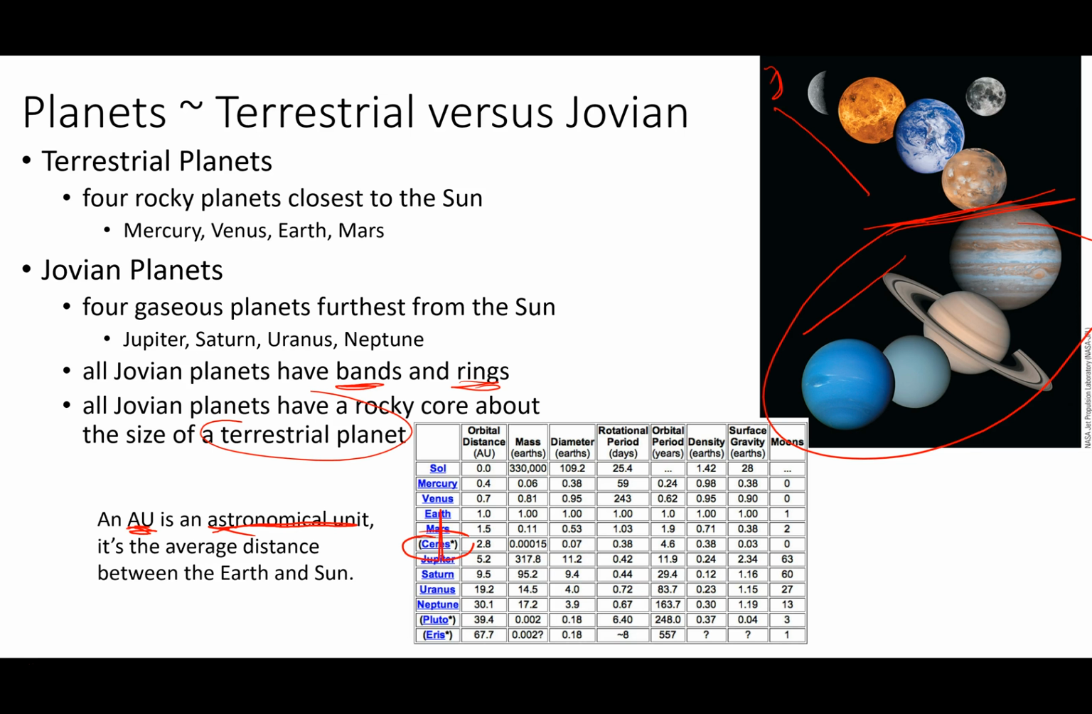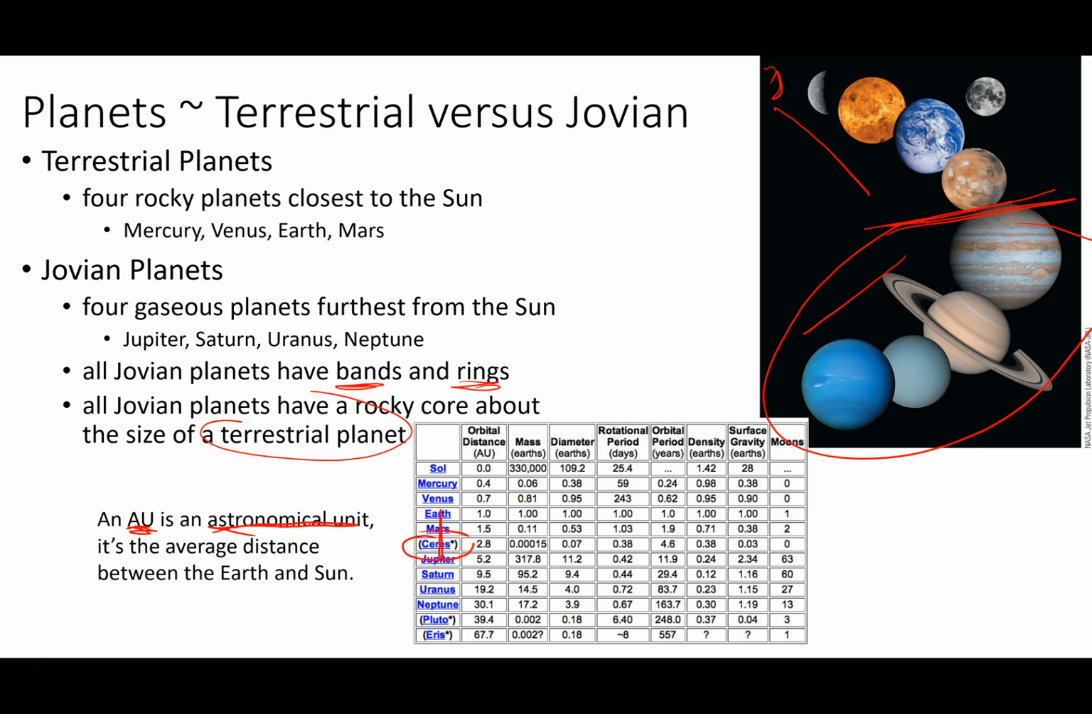Jupiter is a little more than 5 times the distance that Earth is to the Sun. We go out here to Neptune, about 30 times the distance from the Sun than the Earth is to the Sun.